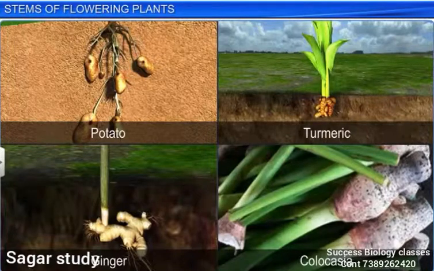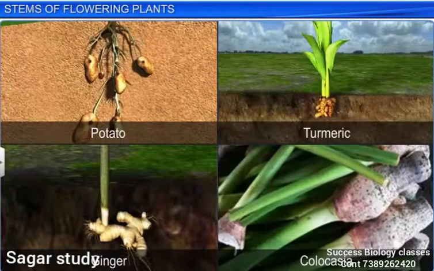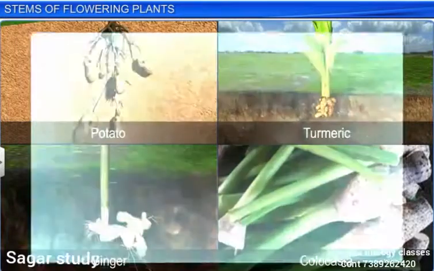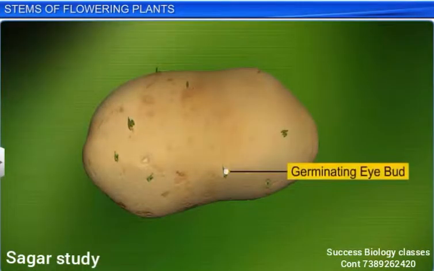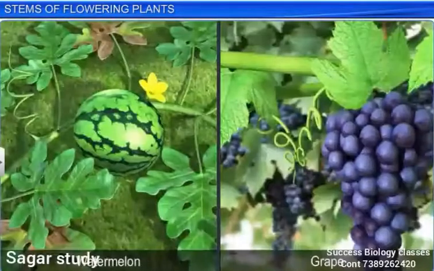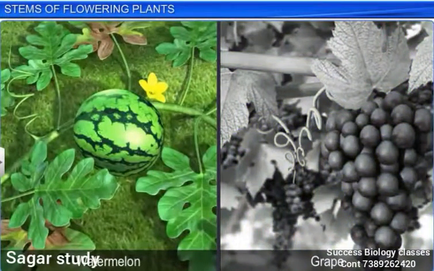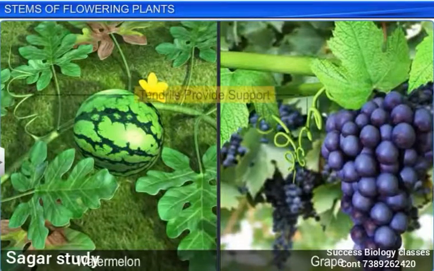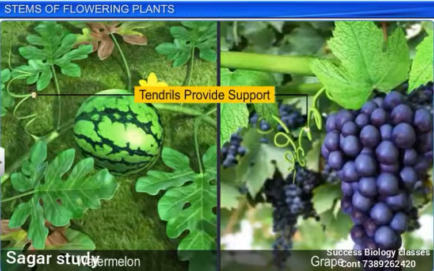Underground stems of some plants like potato, turmeric, ginger, and colocasia are modified for storing food. Moreover, stems modified to store food help the plant to tide over unfavorable conditions of growth. In some plants like watermelon and grape, slender and spirally coiled stem tendrils emerge from axillary buds. The stem tendrils are modified stems that help the plant to climb.